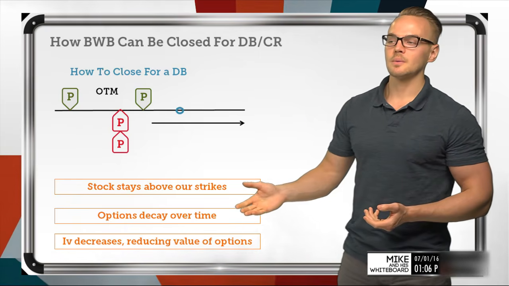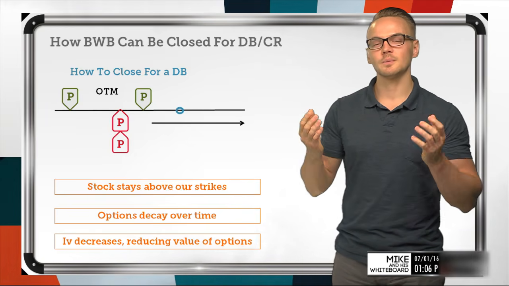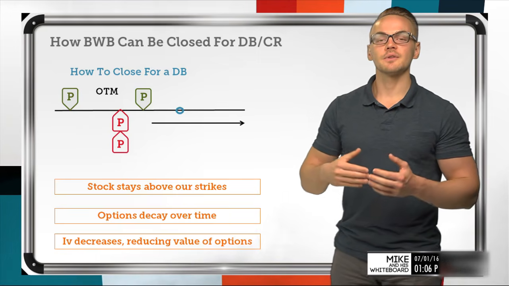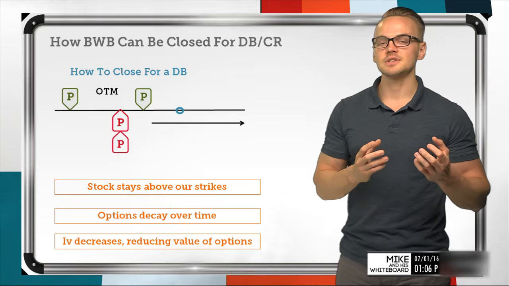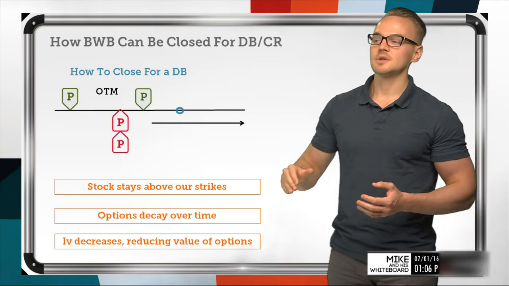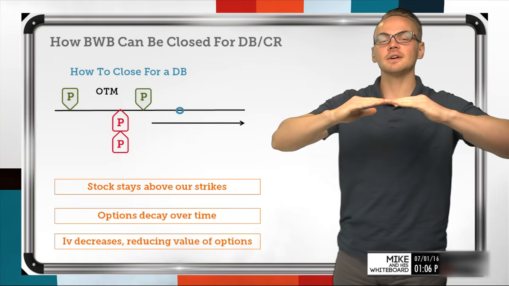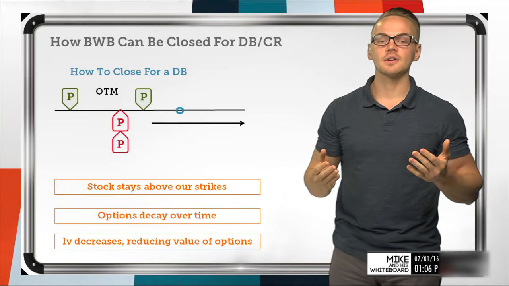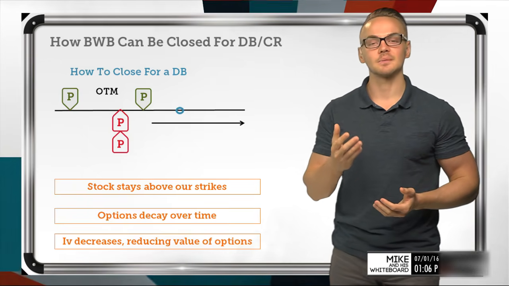And the third option we have to close this for a debit is if implied volatility decreases. What will happen then is if implied volatility is decreasing, really what it is reflecting is the action in the option market. So if implied volatility is decreasing, that must mean that the option prices for these strikes are also decreasing. So if I sold this spread for $1 and implied volatility has decreased enough for me to be able to buy back the spread for 50 cents, that's just another dimension to the trade and another way that I can close this for a debit and a profit.